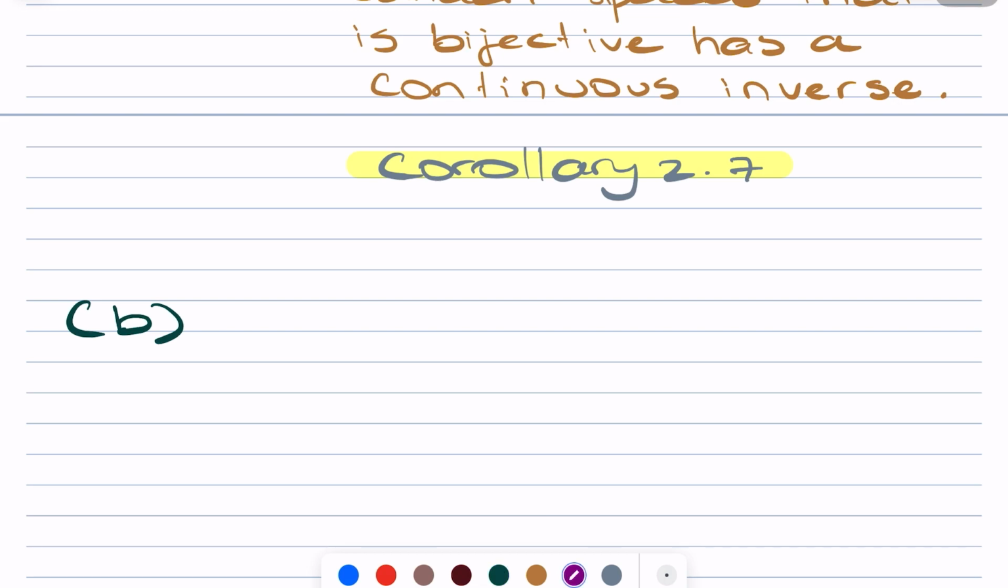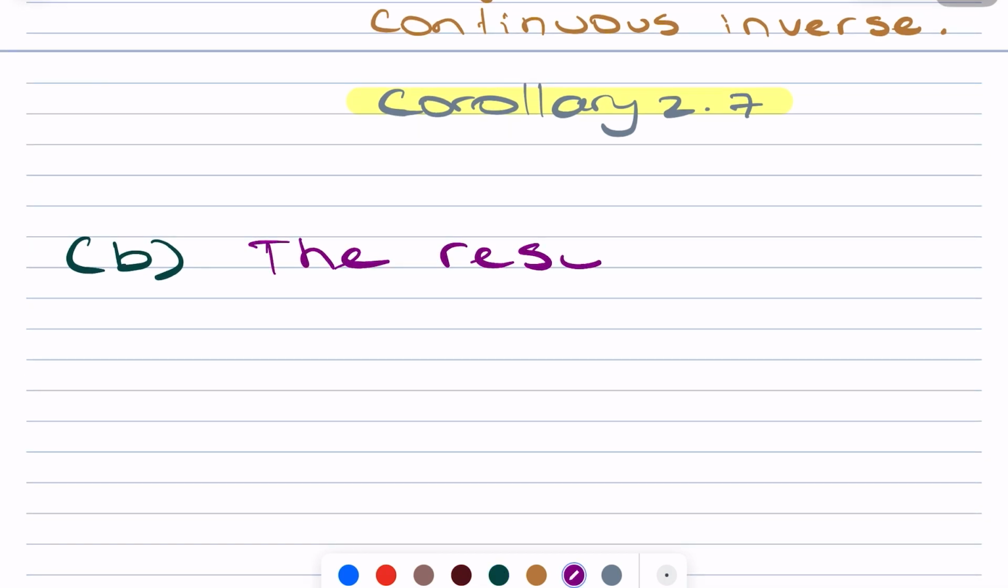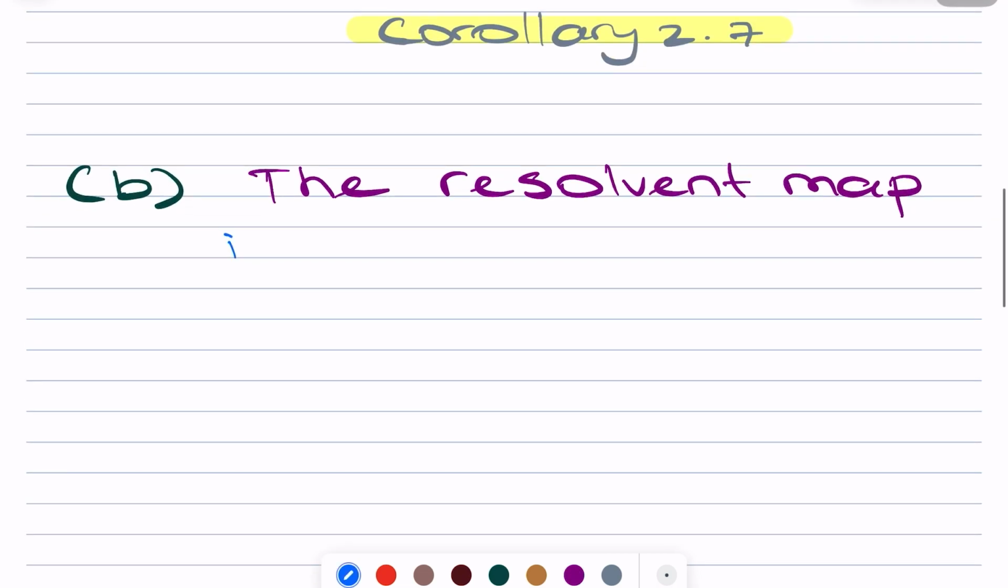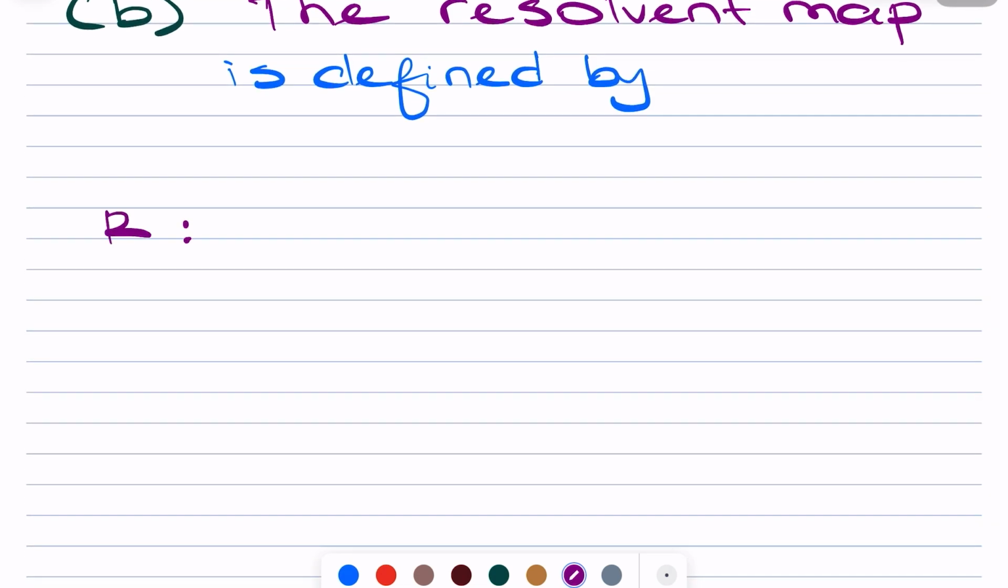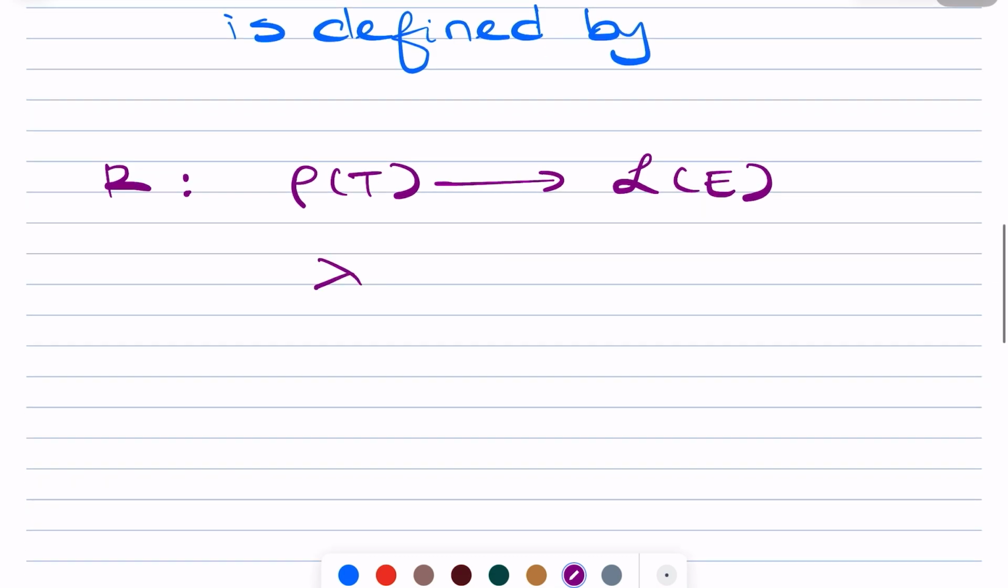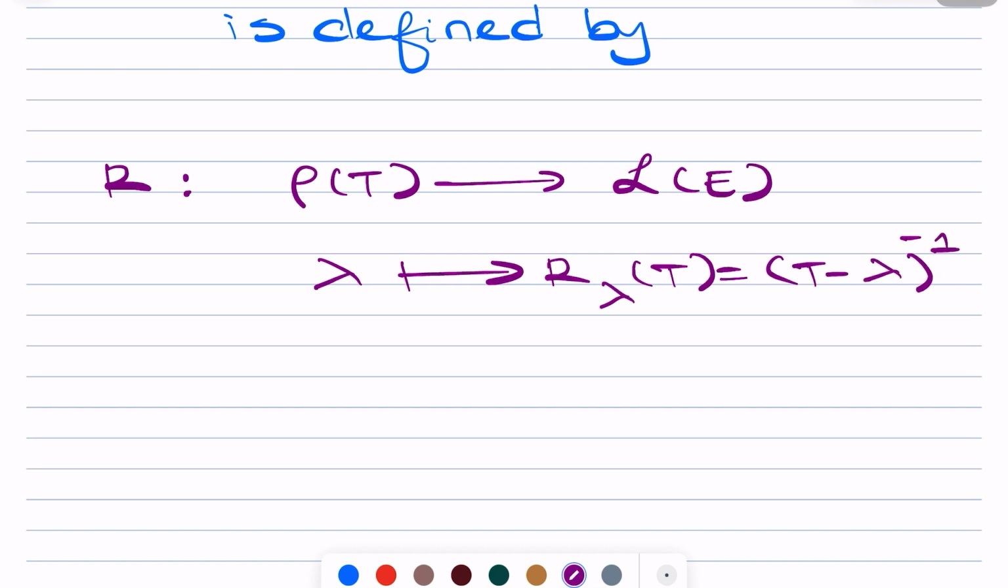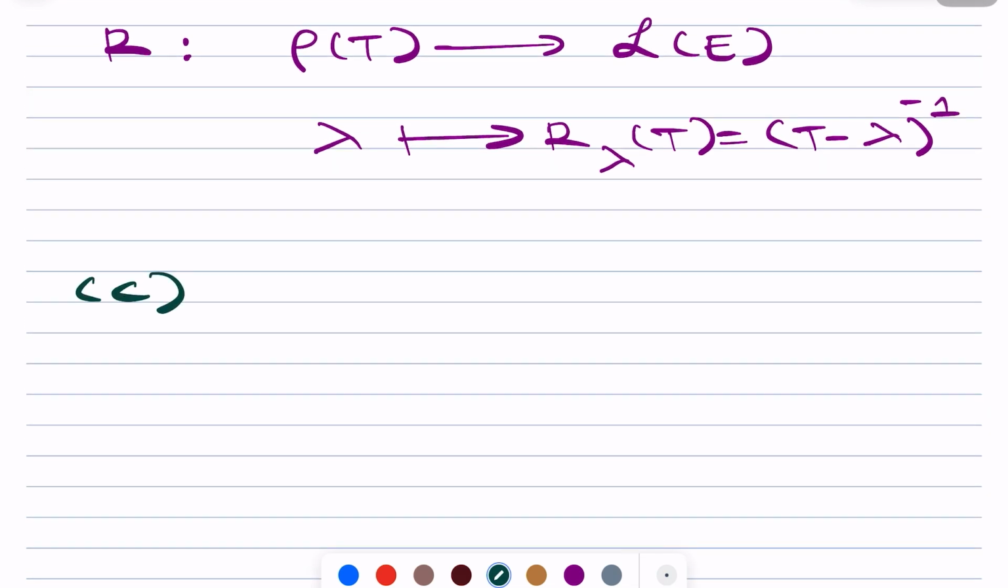The resolvent map is defined by, we often call it R, defined from the resolvent set of T into the space of linear bounded operators, which maps lambda to, call it say, R of lambda T, which is the inverse of T minus lambda. This is how we define the resolvent map, and our next definition is the spectrum of T.